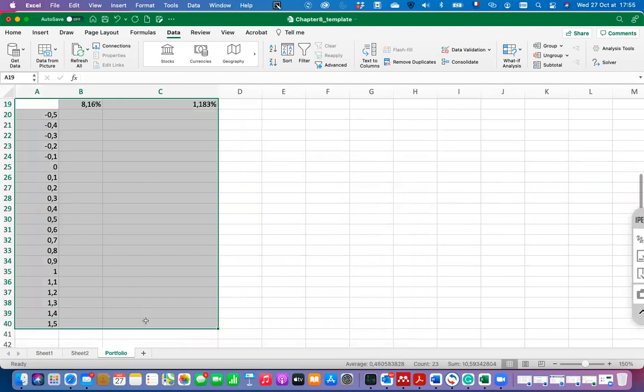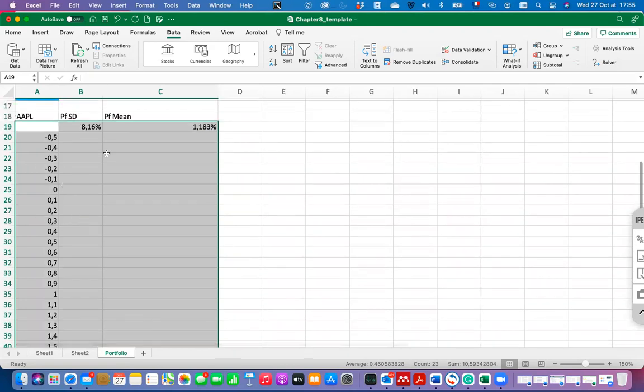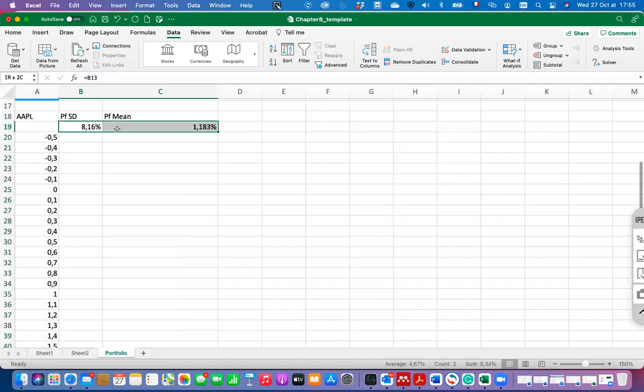So what is our goal? Our goal is to compute for each one of these proportions the portfolio standard deviation and the portfolio average return. The first two values here were obtained when we have 50% invested in Apple. Now we want to know how the portfolio performance changes when we invest, for example, 0.2 in Apple, or 0.5, then 0.9, then 1.3.